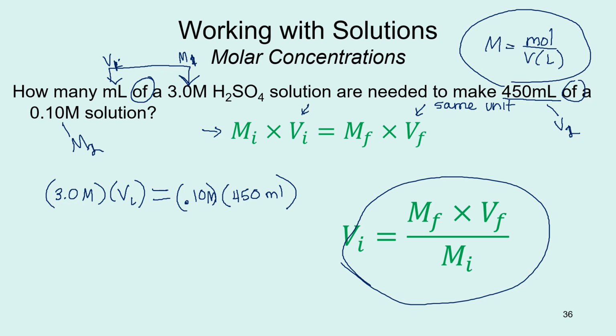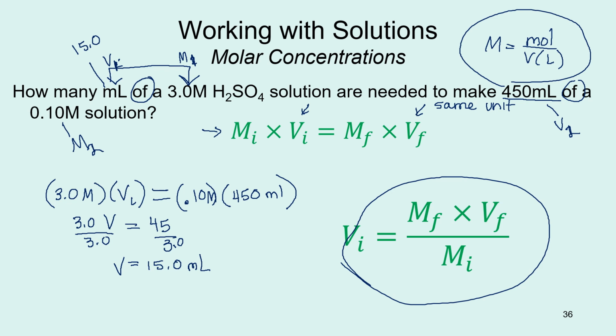I tend to do my math and then do my last explanation. So this would be 3.0 times V equals 450 times 0.1, which is 45. And now if I divide both sides by 3, V equals 15. Remember, it's the same units that I have over here. So if I take 15 milliliters of a 3 molar solution and I dilute it to 450 milliliters total, I get the new concentration.